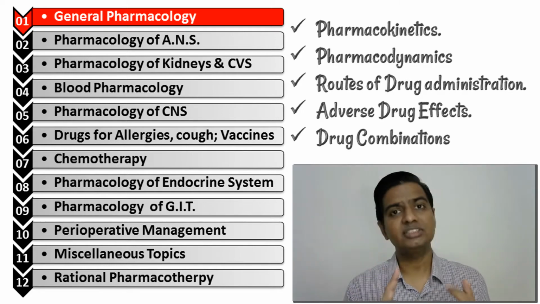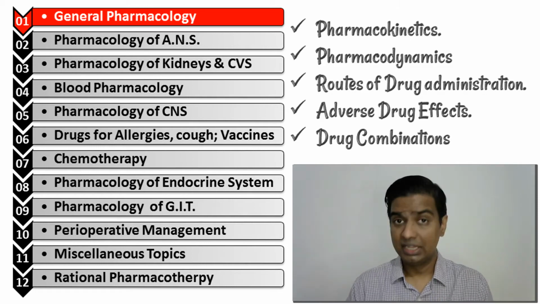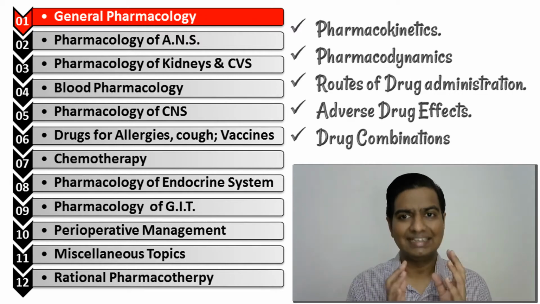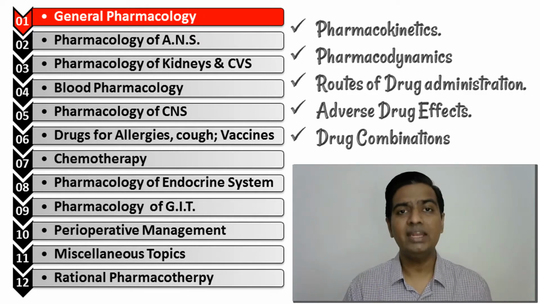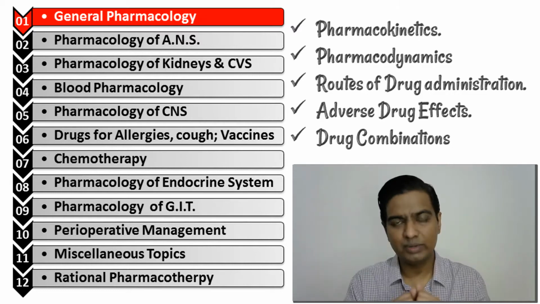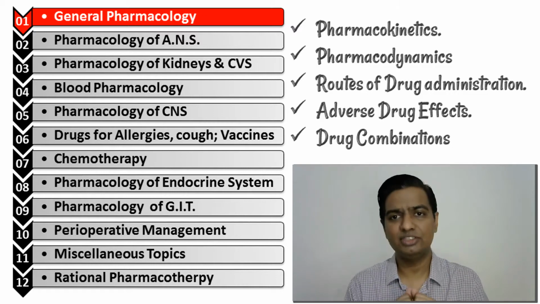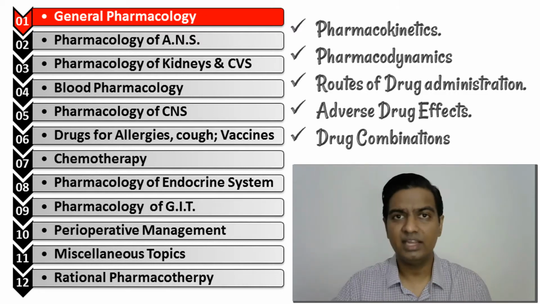You need to understand the various routes of drug administration, their advantages, their disadvantages. You need to know what the different types of adverse drug reactions or adverse drug effects are. Plus, you should also have a good understanding of when it is correct or rational to combine two medicines together and when it is irrational to combine medicines together. So drug combinations should be understood very clearly when we are understanding general pharmacology.